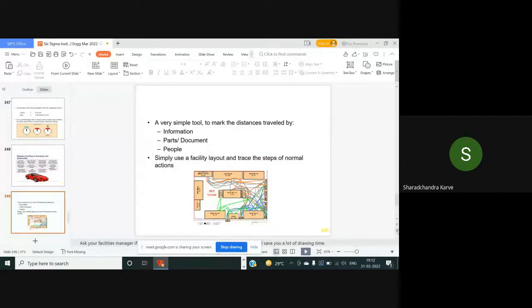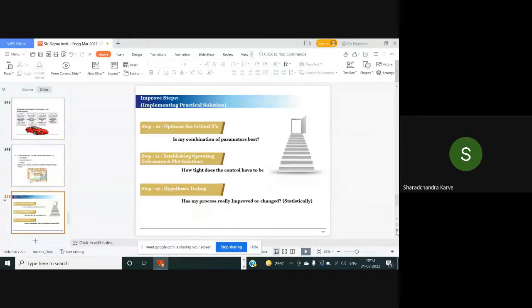Then one of the tools is also called a spaghetti diagram. So how you design your tool room or office or layout at your factory is also important. The spaghetti diagram is just drawing the movement of people and so on, and from understanding that, how you should design your work cell or office or workshop. That is what a spaghetti diagram is. So these are the basic tools to improve the process.